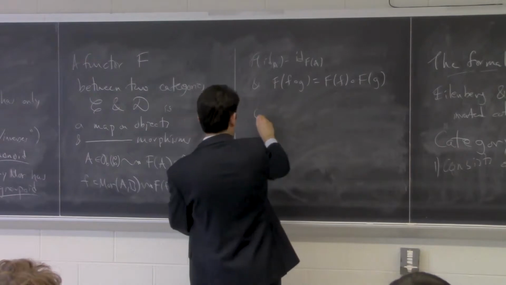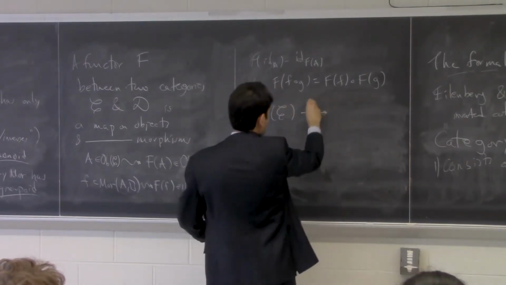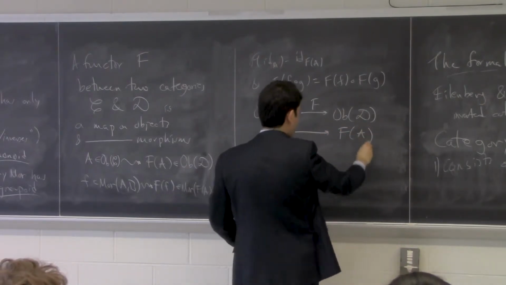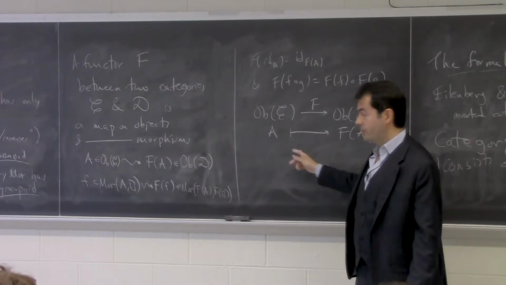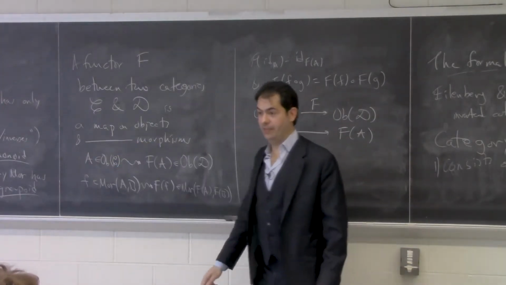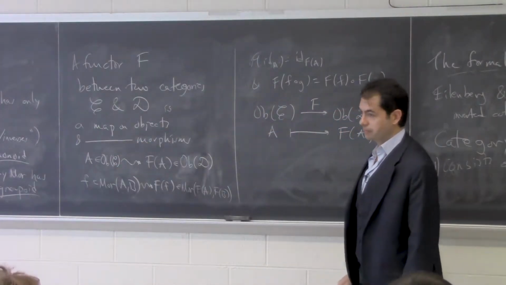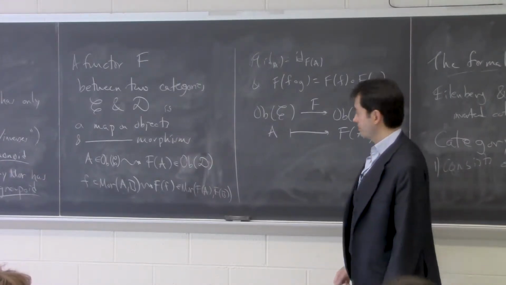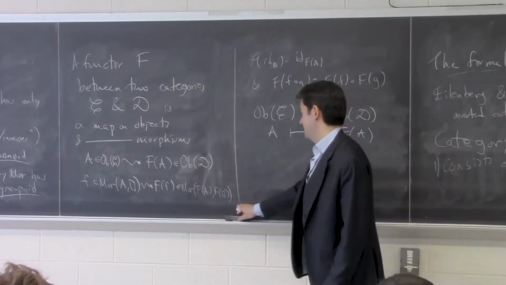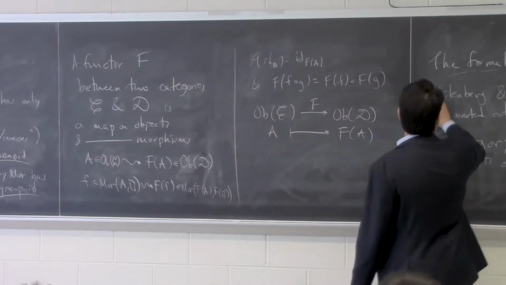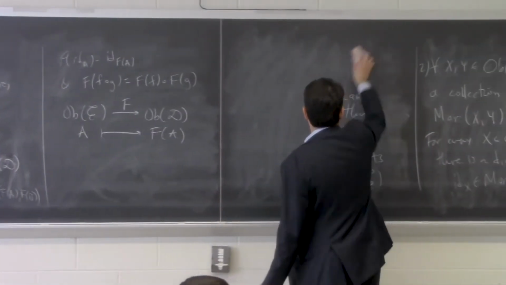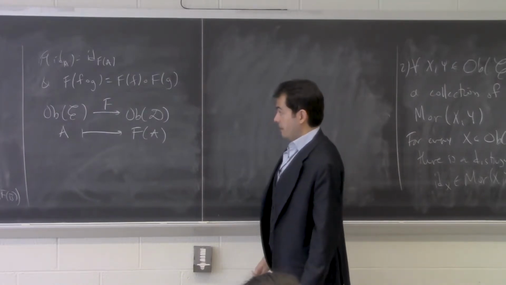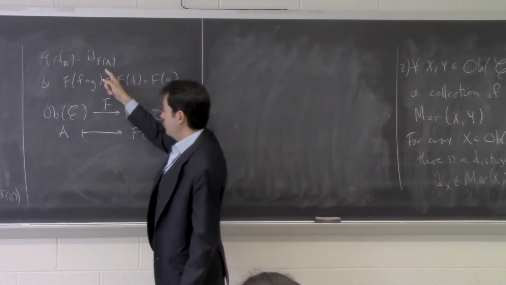So a better thing to do would have been to write like this. Objects C, objects D, and A maps to f of A. So this diagram is what I'm abbreviating by putting that arrow, and similarly for the morphisms. Okay, so it's what you would expect.